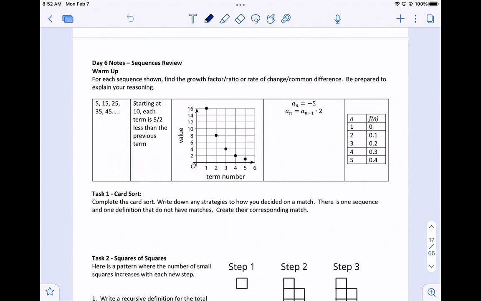Day 6, we'll take a look at the sequences that we've been studying for the past 5 days, and we'll review. Warm-up. For each sequence shown, can you find the growth factor, also called the ratio, or the rate of change, also called the common difference? Be prepared to explain your reasoning.